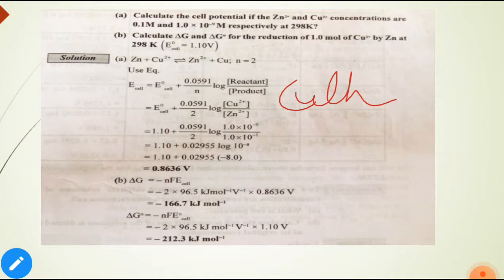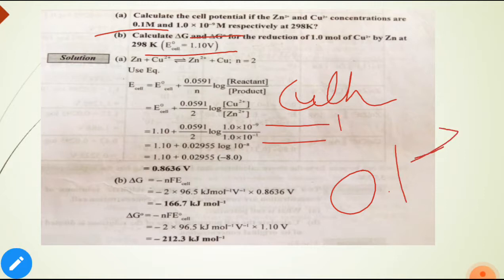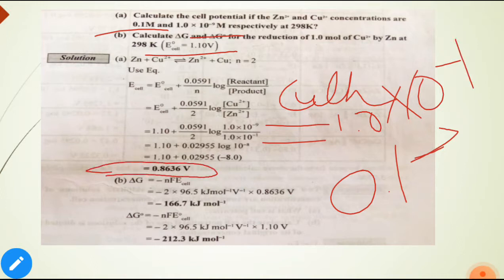Then you have to substitute the values they gave. E naught is given, that is equal to 1.10 volt plus 0.0591 divided by 2 because N is equal to 2. Then log of the copper value, that is 1 into 10 to the power of minus 9 molar. Next the zinc value is given; the 0.1 will be converted into 1.0 into 10 to the power of minus 1. Then after substitution we are getting 0.8636 volt. It is an electrode potential value.